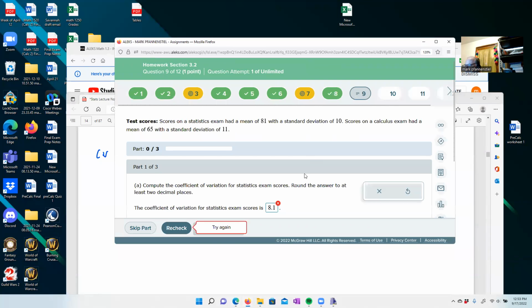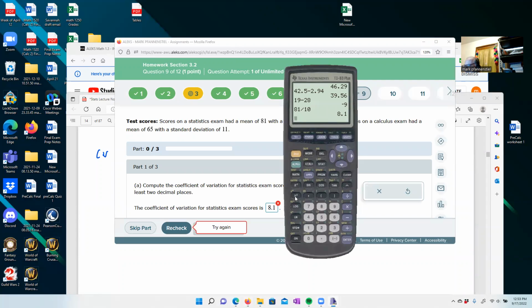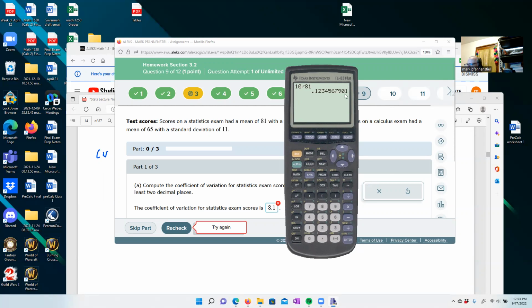So I got it mixed up. I went through the whole thing and then I had it upside down. Okay, I don't want that either. I didn't want squared. I want 10 over 81. Okay, so I hope you guys can forgive me for that. 10 over 81. How many decimal places do they want here?